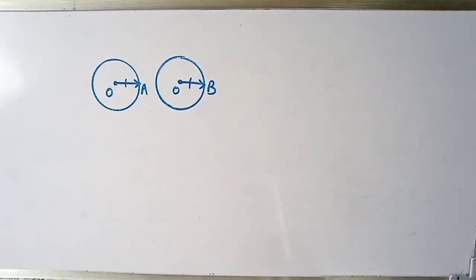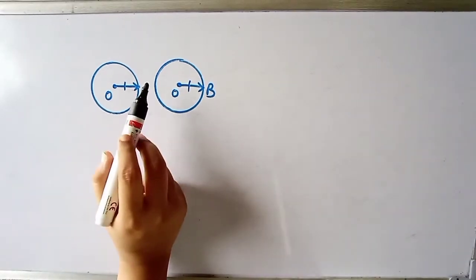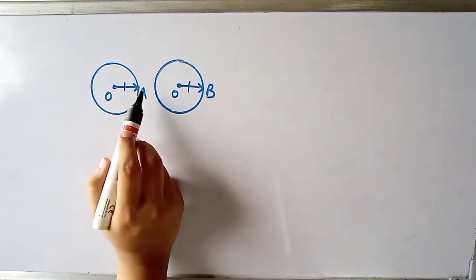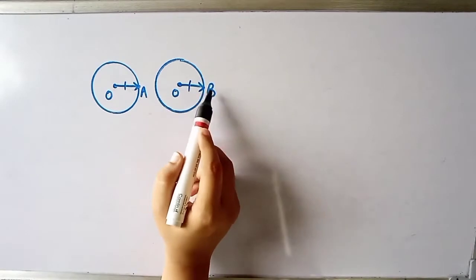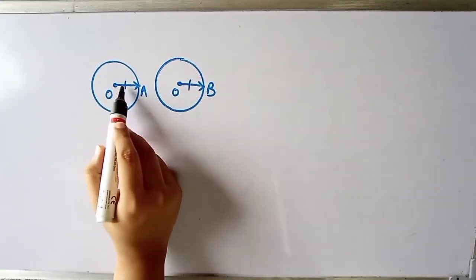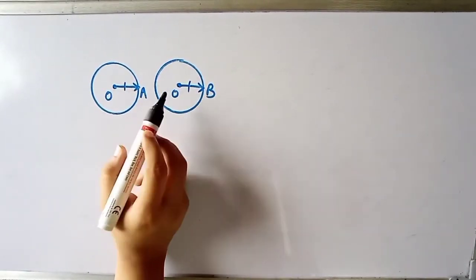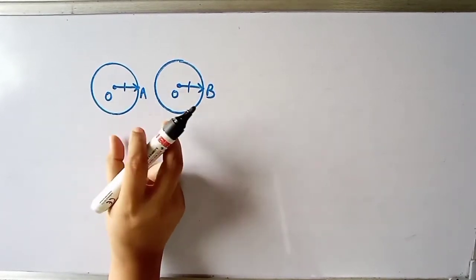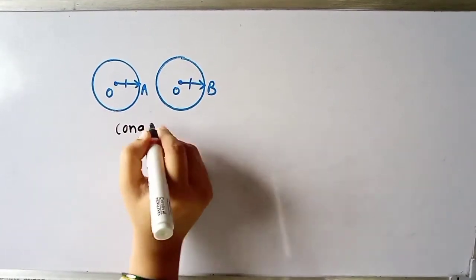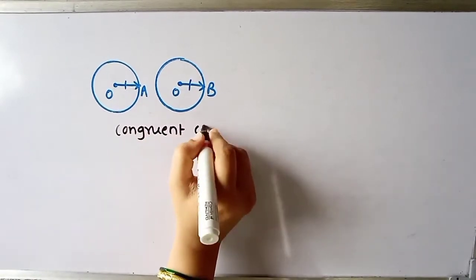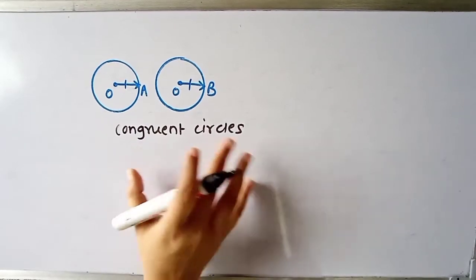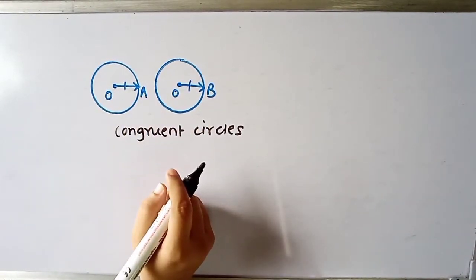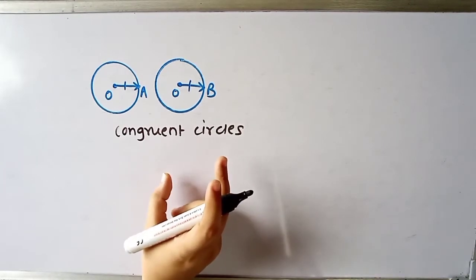Now congruent circles means what? Circles having equal radii are called congruent circles. If you observe these two circles, OA is the radius of one circle and OB is the radius of the second circle. Yes or no? This sign indicates OA is equal to OB. That means radii are same. So I can say these are congruent circles. Circles having equal radii are called congruent circles. Is this clear to you?